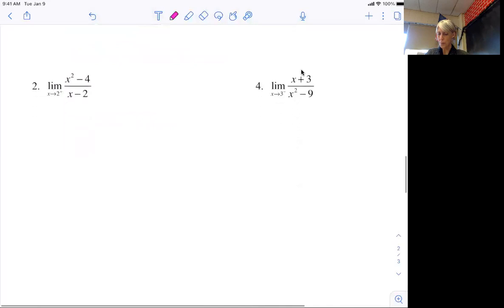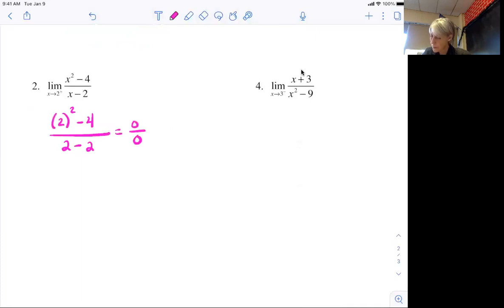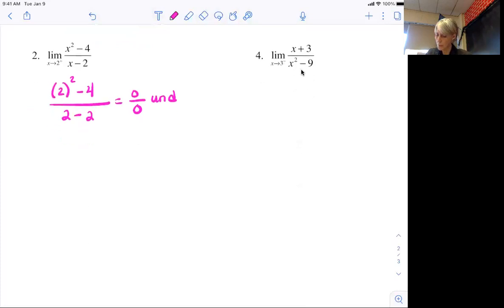In example 2, the limit as x approaches 2 from the right of x squared minus 4 over x minus 2. Now this is a rational function, so it may matter. But again, always start by plugging in. When I plug in 2, I don't get an answer. So now, because I'm just evaluating a limit, we're going to do what we would normally do.